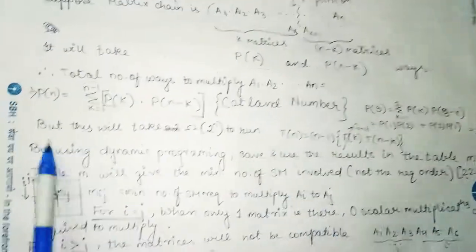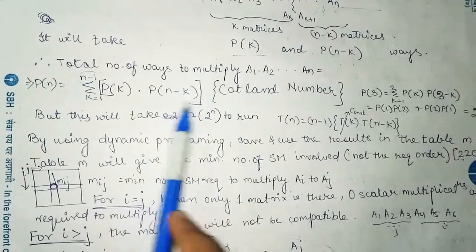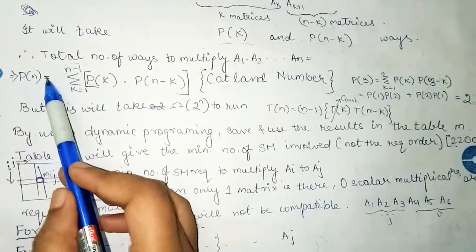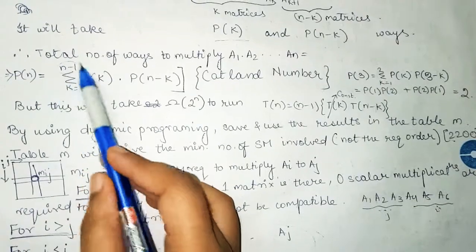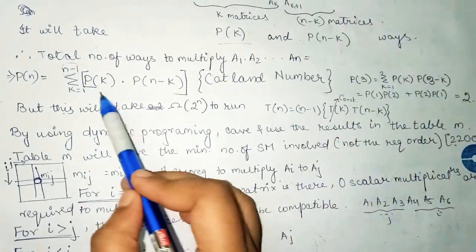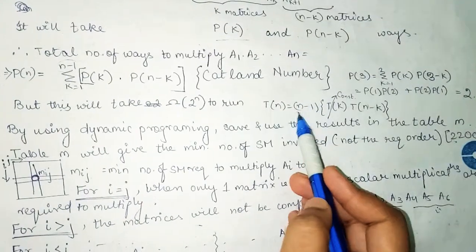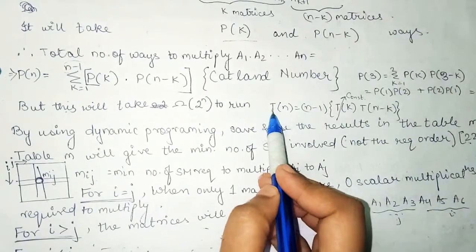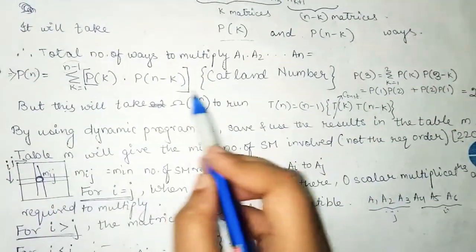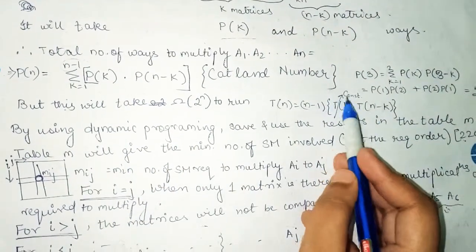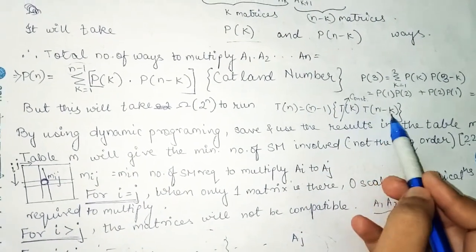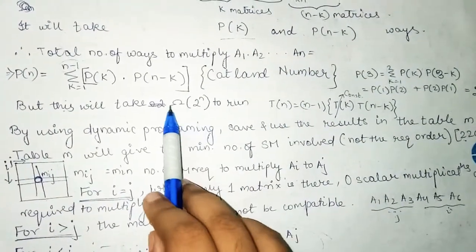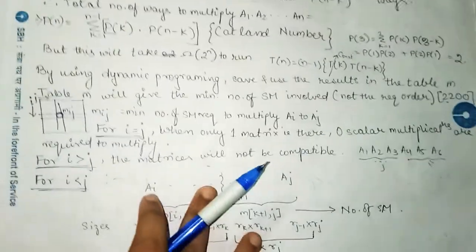Then for calculating this it will take 2 to the power n time complexity. How? Now this is T(n). For running the loop from 1 to n minus 1, the inside thing will get executed n minus 1 times. Therefore n minus 1 into T(k) and then T(n minus k). This is a constant, this is n minus 1, T(n minus k). On solving this we will get 2 to the power n time complexity.